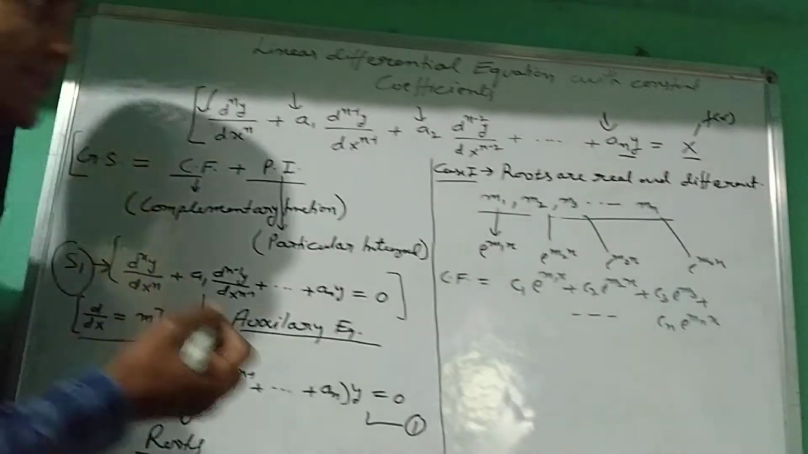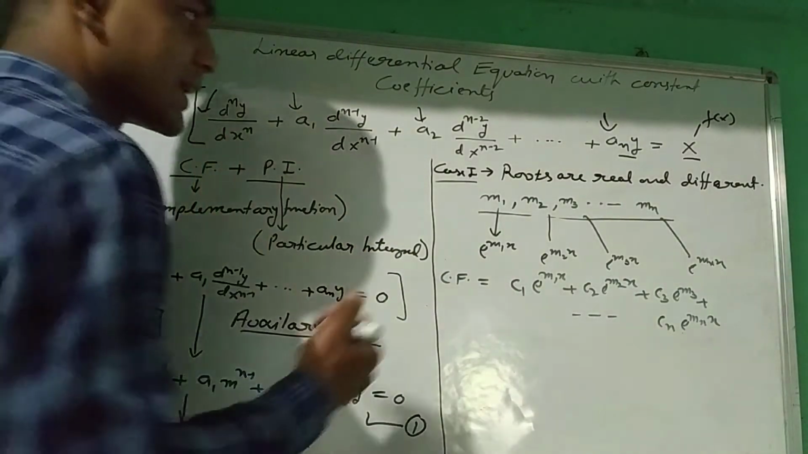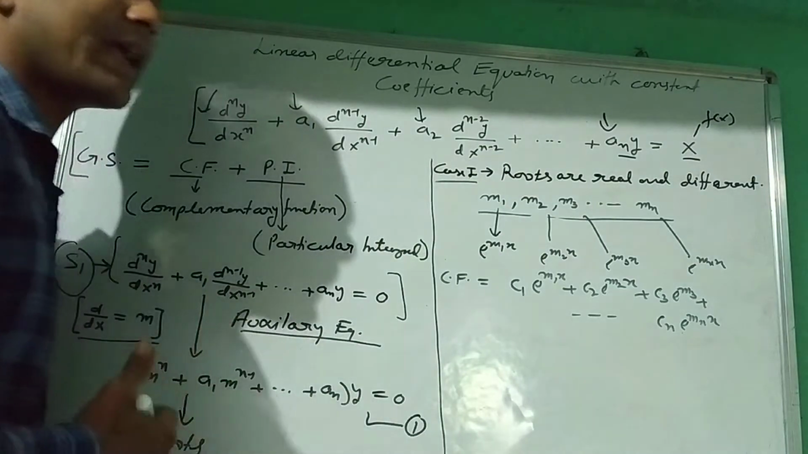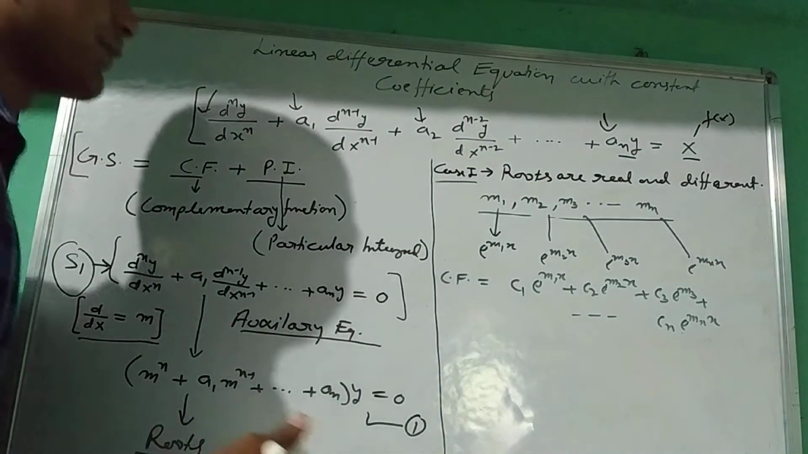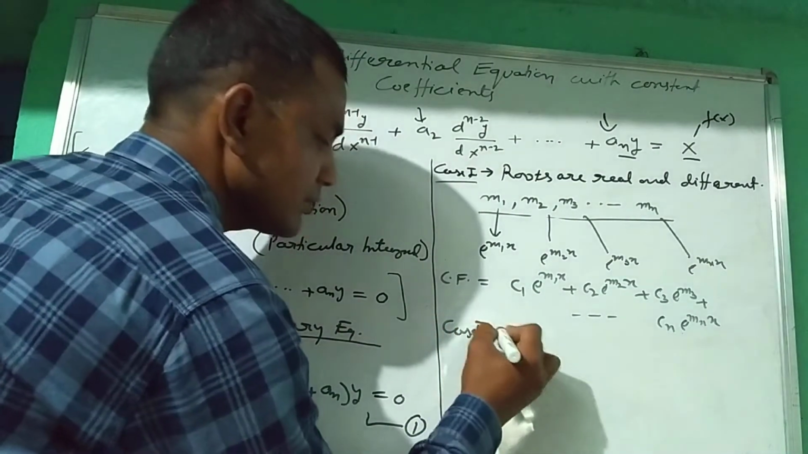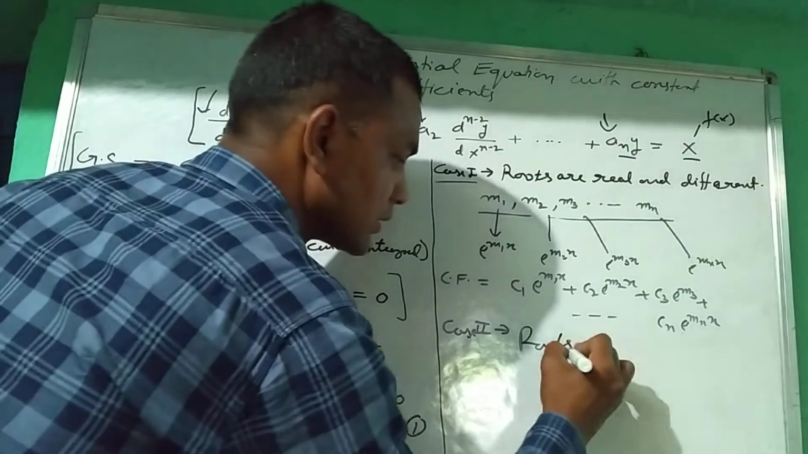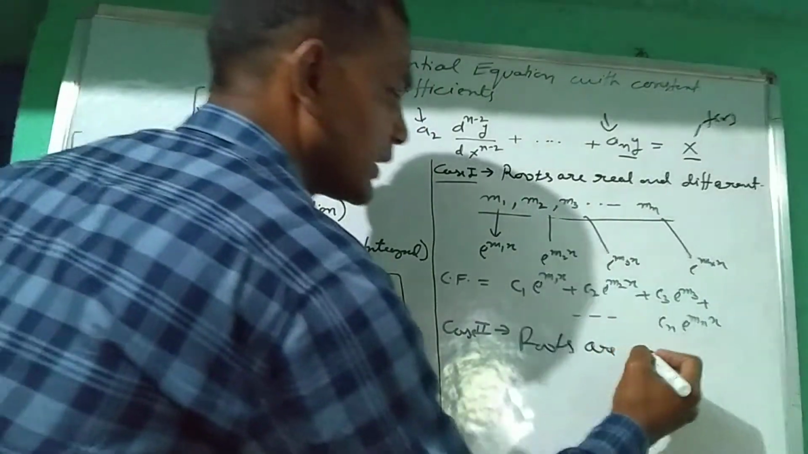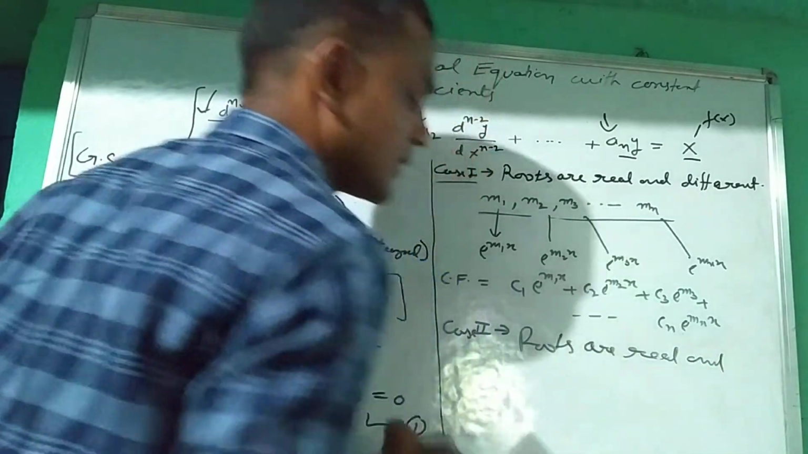Now the second case is when the roots are real and the same. Suppose that two or more than two roots are the same. Second case: in this case, if roots are real and equal.